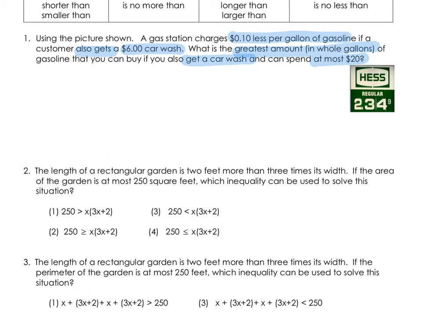So when I write my equation, it's going to be the amount that I spend on gas plus the amount for the car wash has to be less than or equal to $20. So how much am I going to spend on the car wash? Well, it's $6 flat fee for the car wash and then 10 cents cheaper for the gas. So I'm going to subtract the 10 cents from my gas price over here to find out that I'm actually going to spend $2.24 per gallon. So 2.24x because it's per gallon. I don't know how many gallons I'm buying. And then the $6 car wash.